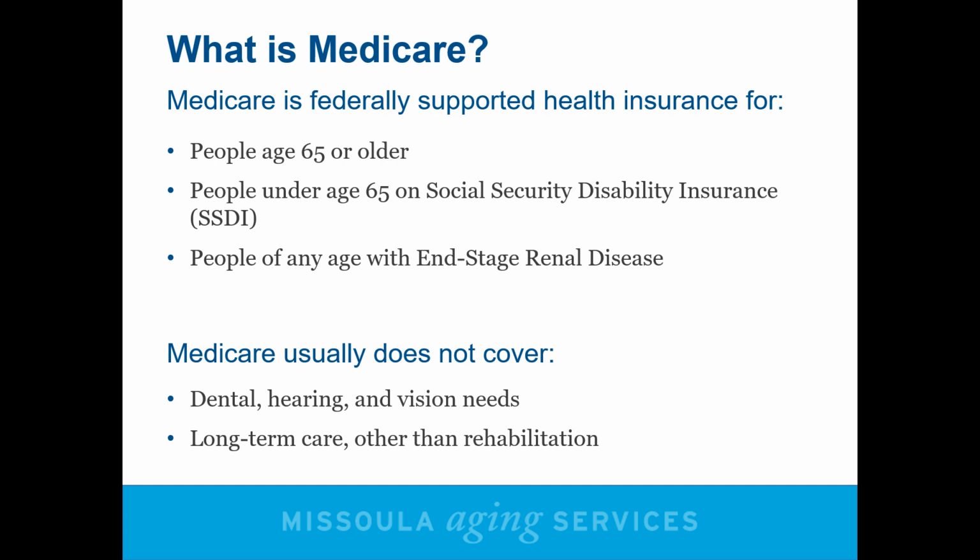Okay, what is Medicare? Medicare is federally supported health insurance for people who are age 65 or older. Almost everybody age 65 or older has Medicare. It also covers people under the age of 65 who are on Social Security Disability Insurance, SSDI, and people with end-stage renal disease, no matter what their age is, so end-stage kidney disease.